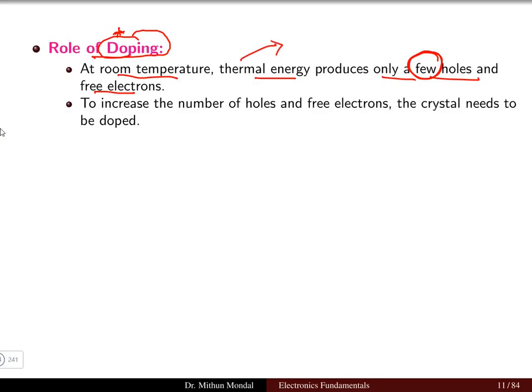If we need to increase the number of holes and the free electrons, the crystal needs to be doped. So we need to dope or put impurities in the semiconductor so that the number of conducting particles, whether holes or free electrons, increases.